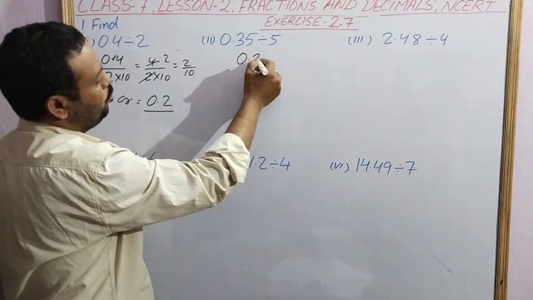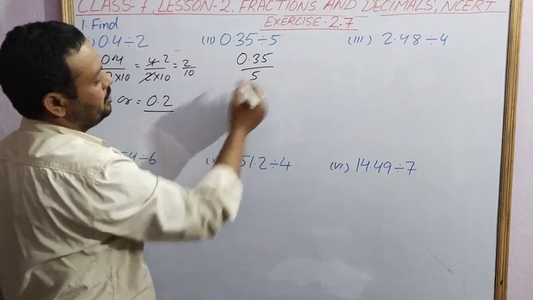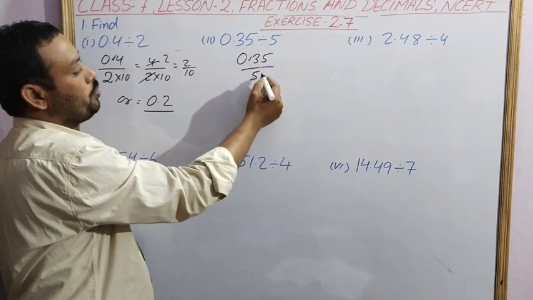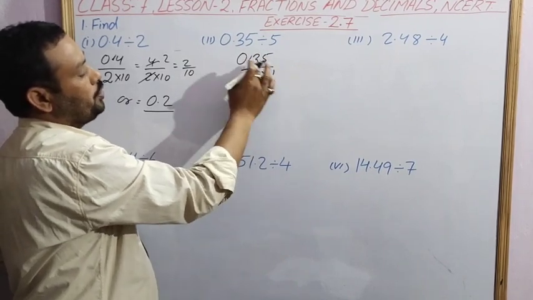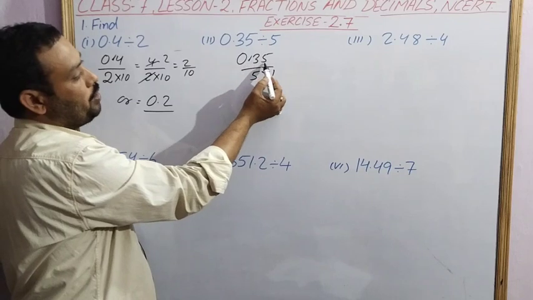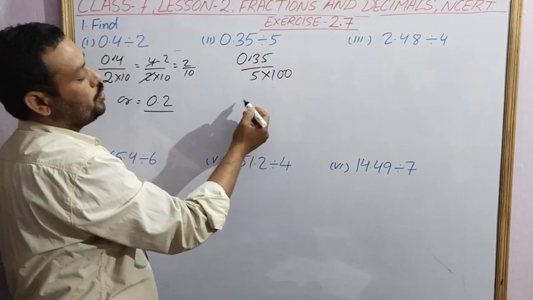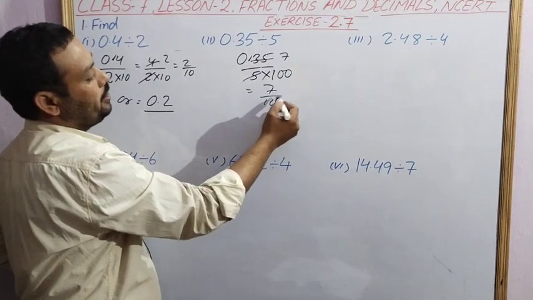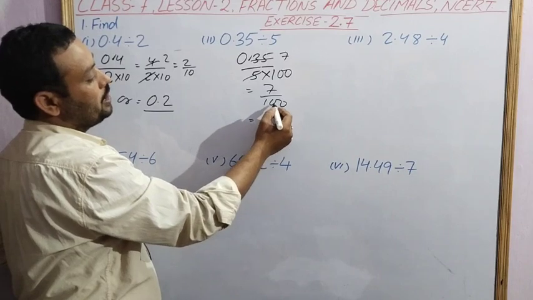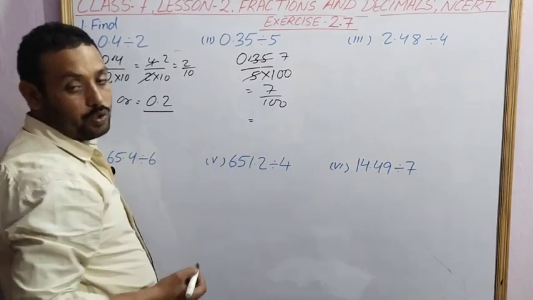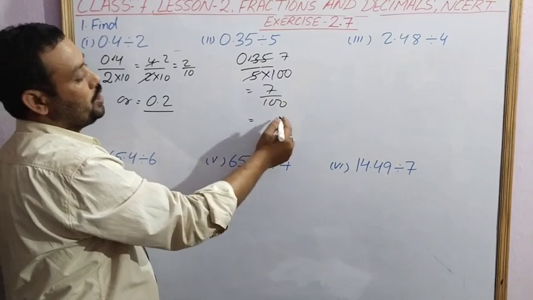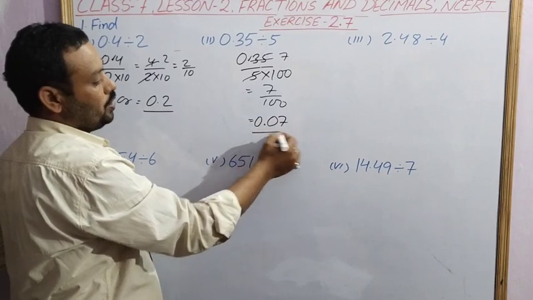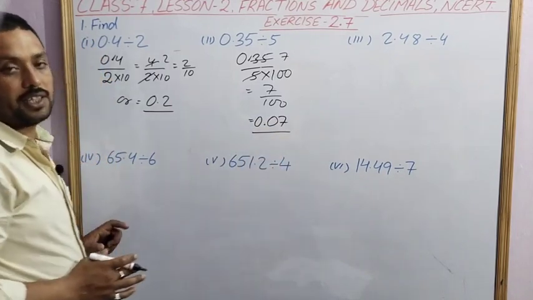That means 0.35 divided by 5, and in division we will write 5 in the denominator. Now we will remove the decimal from here. To remove the decimal, we see that after the decimal we have 2 digits, so we will write 100 here. Now 5 times 7 is 35, that is 7 by 100. If you are dividing, that means 7 by 100. Here we have 100, so we will put the decimal after 2 digits. So the first digit is 7, then we put a 0 before it. We are doing this very easily.